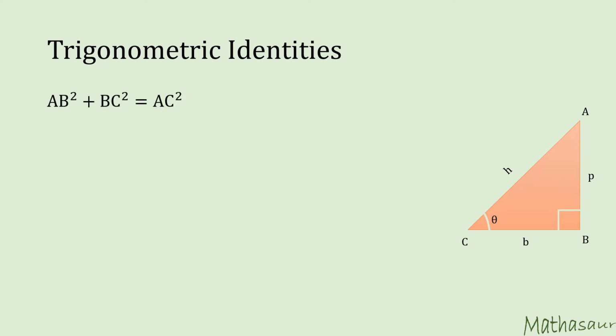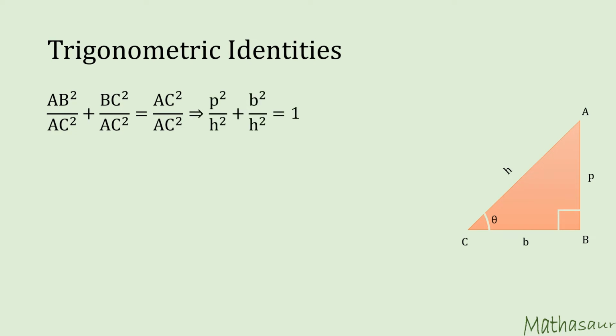Applying the Pythagoras theorem, we know that AB square plus BC square equals AC square. Dividing this equation by AC square and substituting the values in terms of P, B and H, we get sin square theta plus cos square theta equals 1. This is the first trigonometric identity.